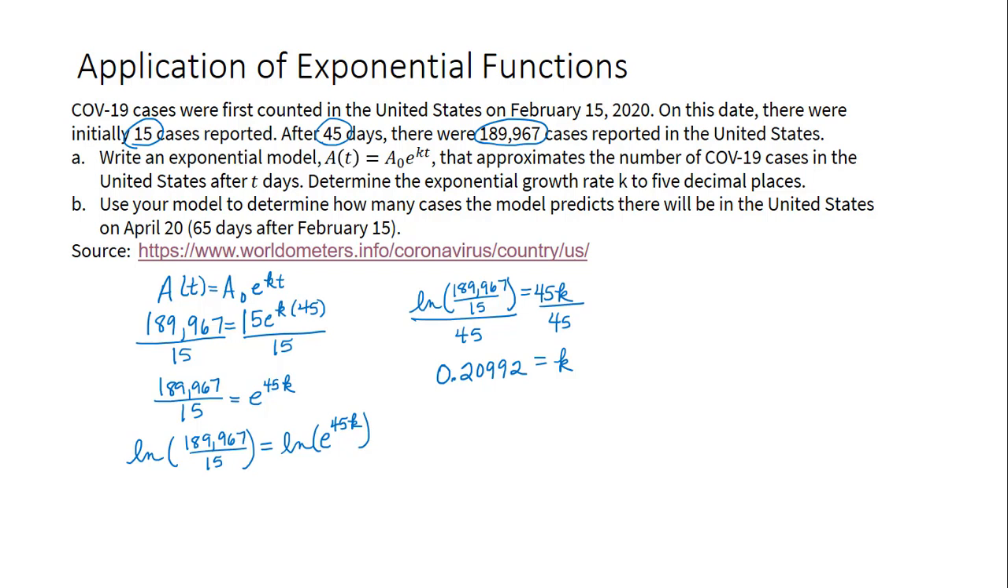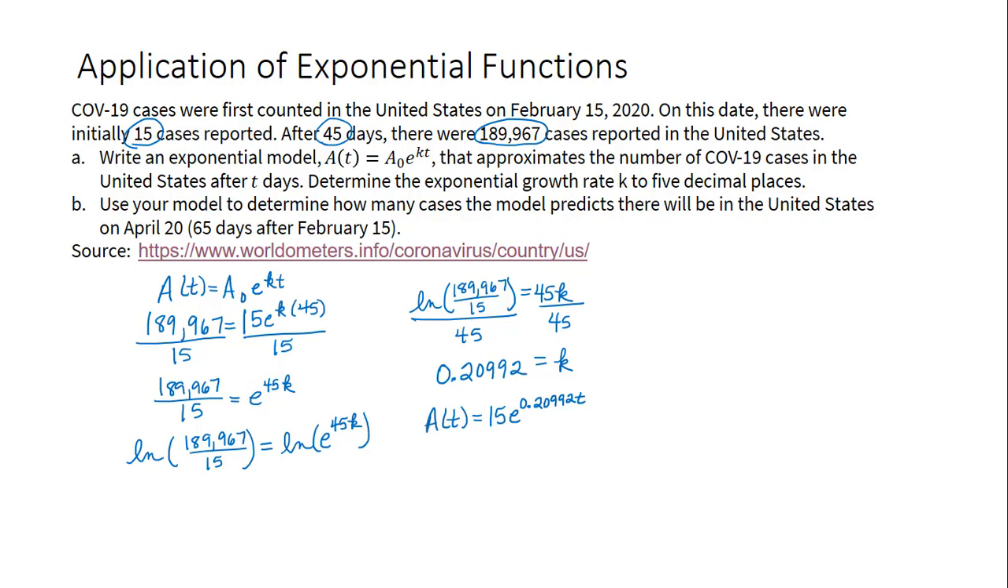So our model then is A of t, which is equal to our initial value of 15 times e to the 0.20992 times t. So recall what this really means. This is telling us that the growth rate is about 21% for the COVID-19 cases in the United States.